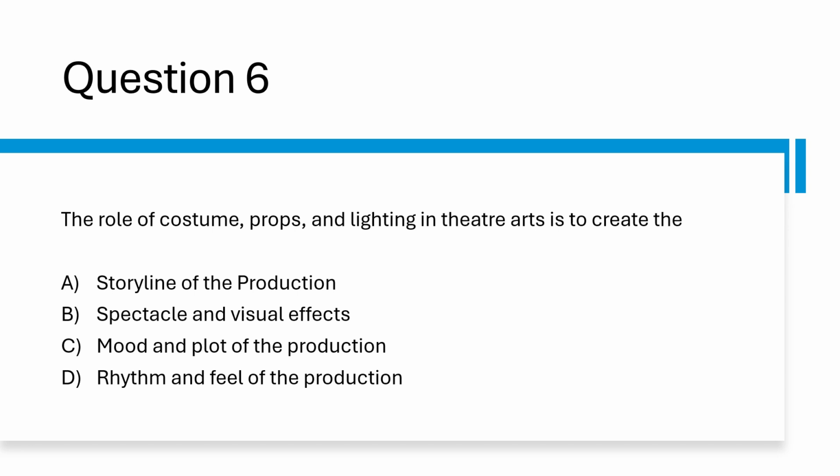Let's jump to question 6. The role of costume, props, and lighting in theatre arts is to create the A, storyline of a production, B, spectacle and visual effects, C, mood and plot of the production, D, rhythm and feel of the production.